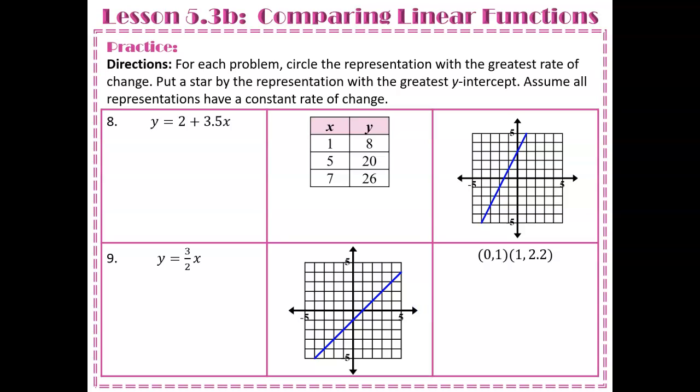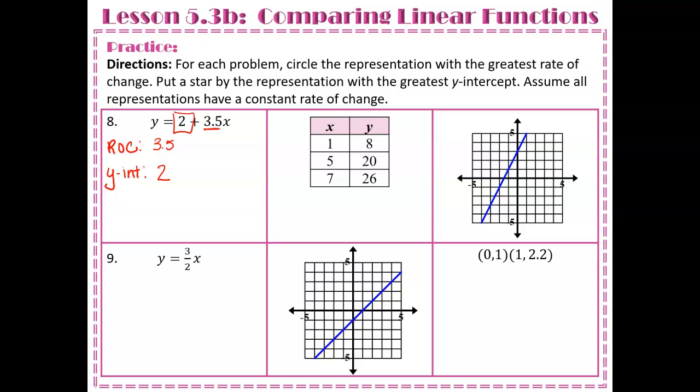So the directions say for each problem, circle the representation with the greatest rate of change and put a star by the representation with the greatest y-intercept. Assume all representations have a constant rate of change. So for each one of these, you're going to need to find the rate of change and the y-intercept. We're going to go across. So 8 has 3 examples. So here is your rate of change, which is your m, and your b is your y-intercept.